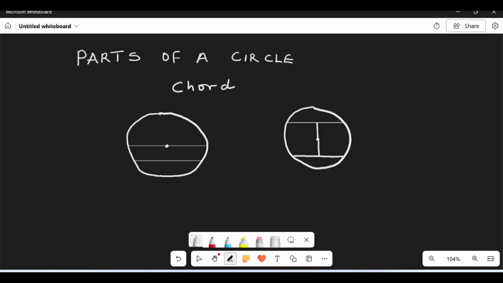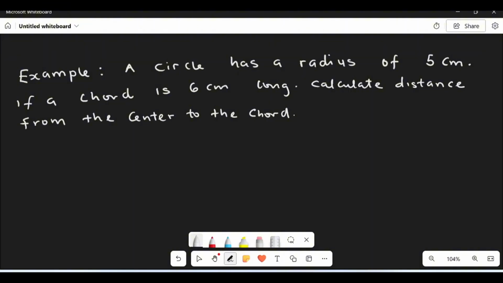Let us consider this example. A circle has a radius of 5 cm. If a chord is 6 cm long, calculate the distance from the center to the chord. Let us represent the given question diagrammatically. This is our circle. This is our center. This is our chord.